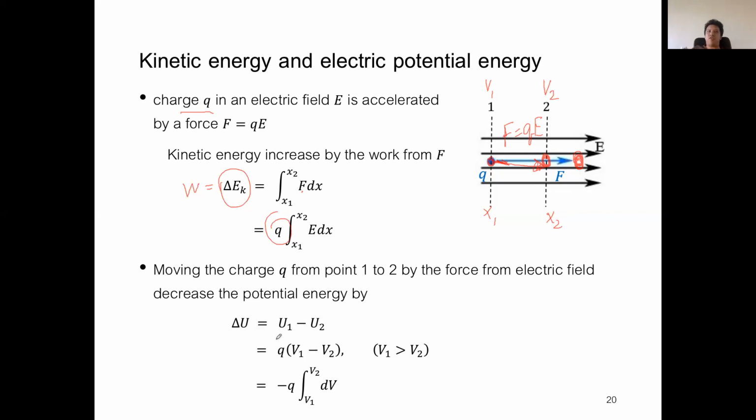So delta U, the change in potential energy, can be written in terms of potential. Because U1 is equal to Q V1 and U2 is equal to Q V2, we bring the charge, which is a constant, outside. So that's the definition of delta U.